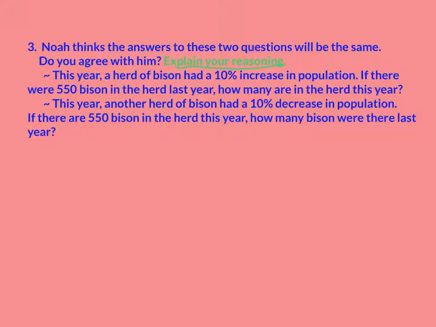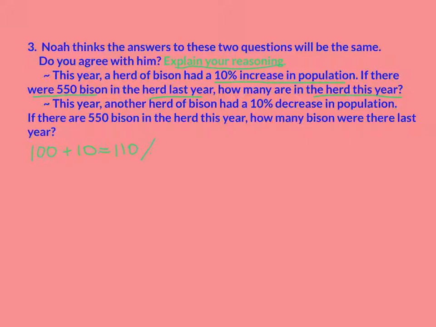Okay, so the first one. This year, a herd of bison had a 10% increase in population. There were 550 bison in the herd last year. How many are in the herd this year? So a 10% increase. So remember, we always start with 100. A 10% increase means plus 10. So that gives us 110%.